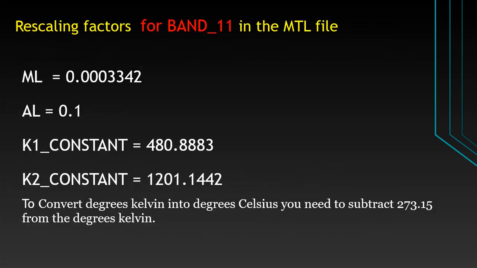Rescaling factors for band 11 in the MTL file are given as ML, which is the multiplicative rescaling factor, 0.00033342. AL, which is the additive rescaling factor, is 0.1. K1 constant is given as 480.8883. K2 constant is given as 1201.1442. Finally, to convert degrees Kelvin into degrees Celsius you need to subtract 273.15 from the degrees Kelvin.